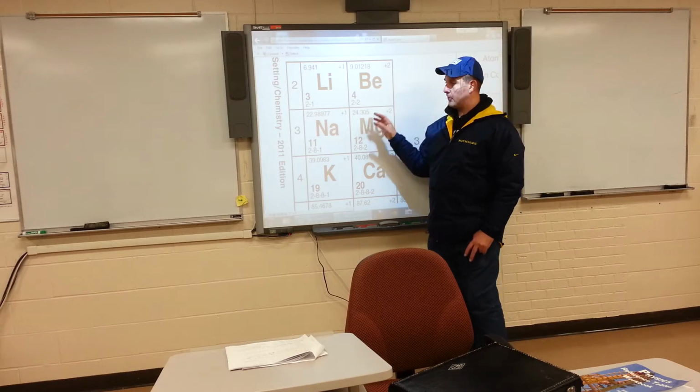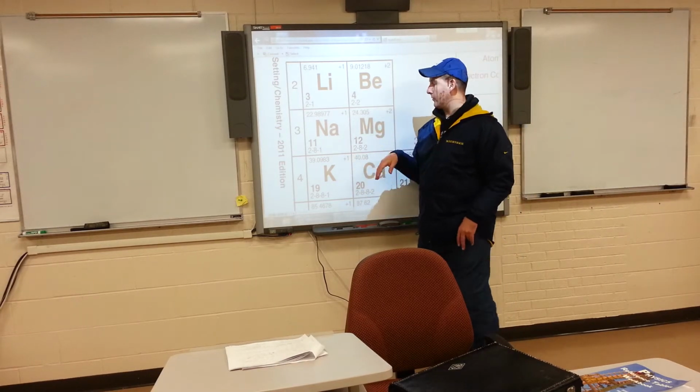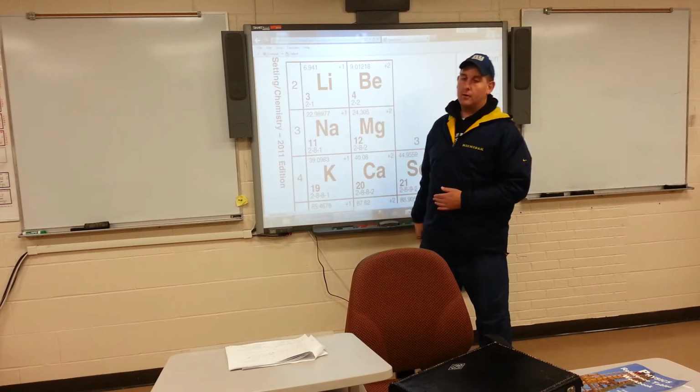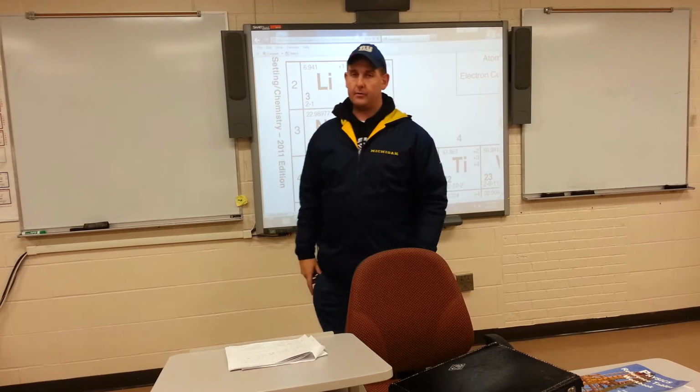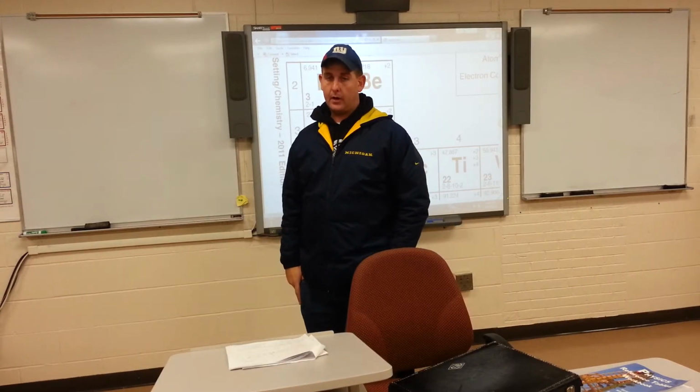So that's what metals want to do. Metals want to lose electrons. They don't want to gain electrons. When you lose electrons, you're forming positive ions. So that's going to be number 2. Number 2, write: tend to lose electrons and form positive ions.